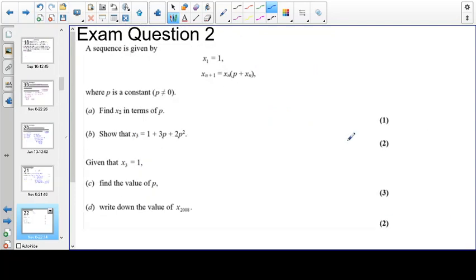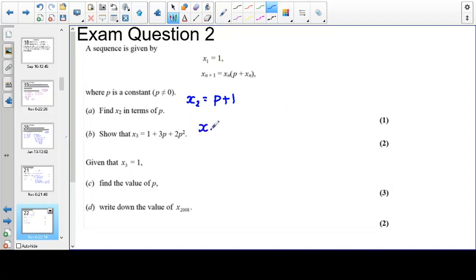Okay, and then here's another one. Again, just have a little go at it. The tricky part is the bit at the bottom. We'll come back to that. Okay, so it says find x2 in terms of p. So each term is the previous term times by p plus the previous term. So x2 is going to be 1 times by p plus 1. So that's p plus 1.